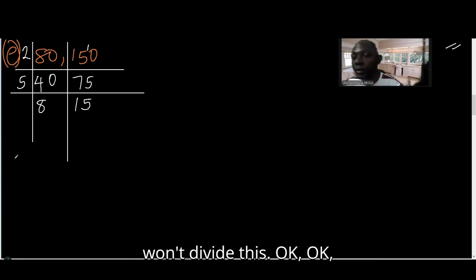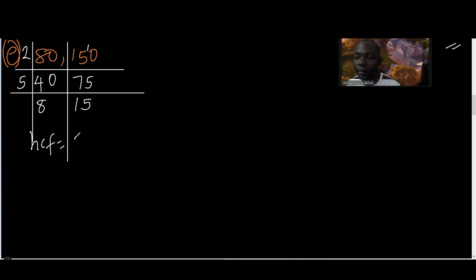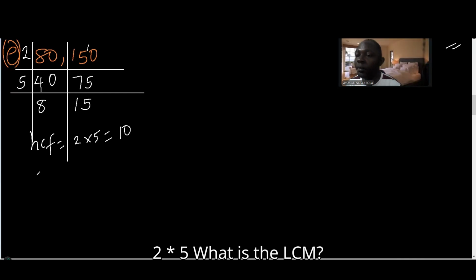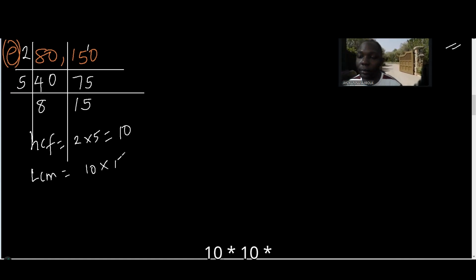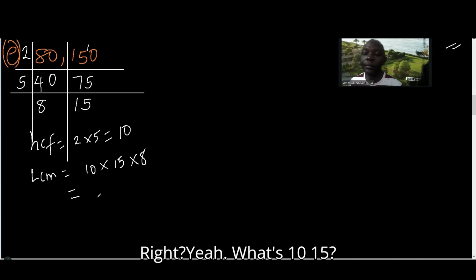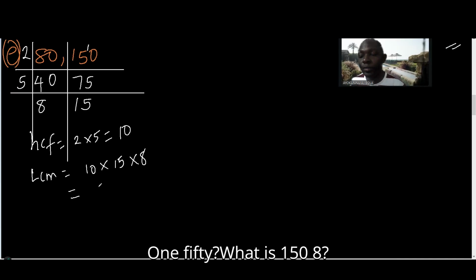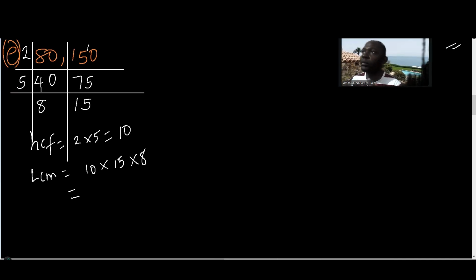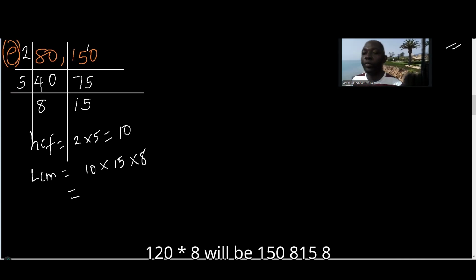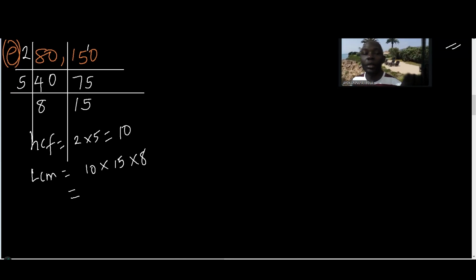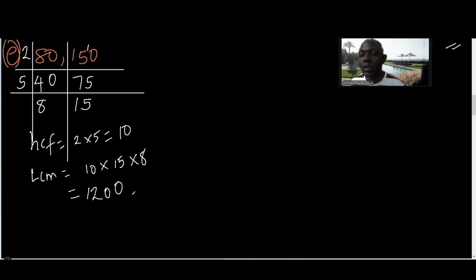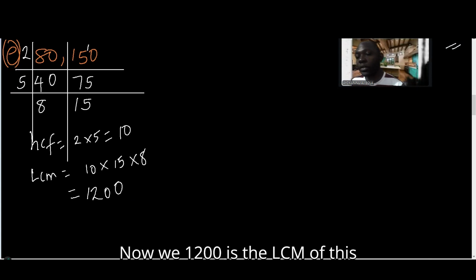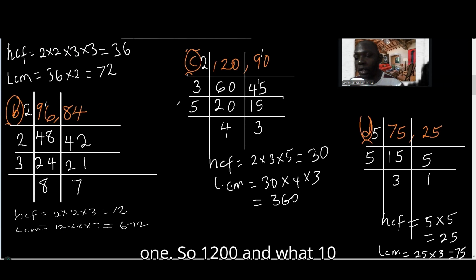Okay? So what's the HCF? 2 times 5 is 10. What is the LCM? 10 times 15 times 8, right? What's 10 times 15? 150. What is 150 times 8? 15 times 8 is 120. Then you put a 0. That will be 1,200 is the LCM of this one. So 1,200 and 10.